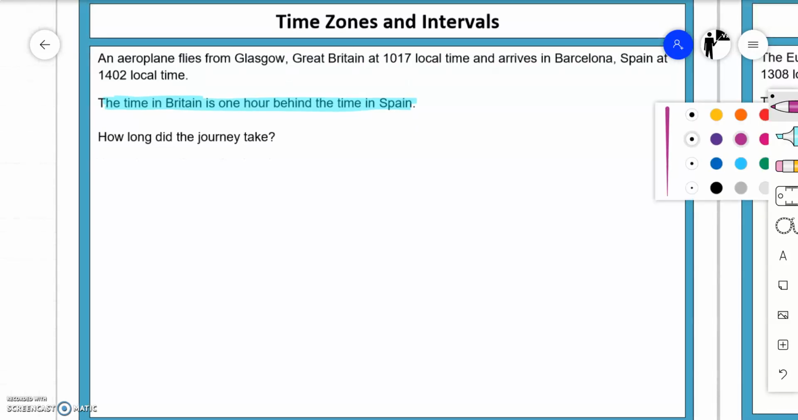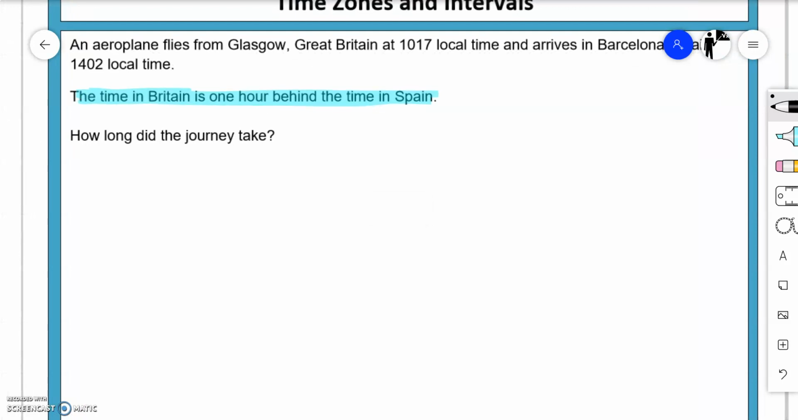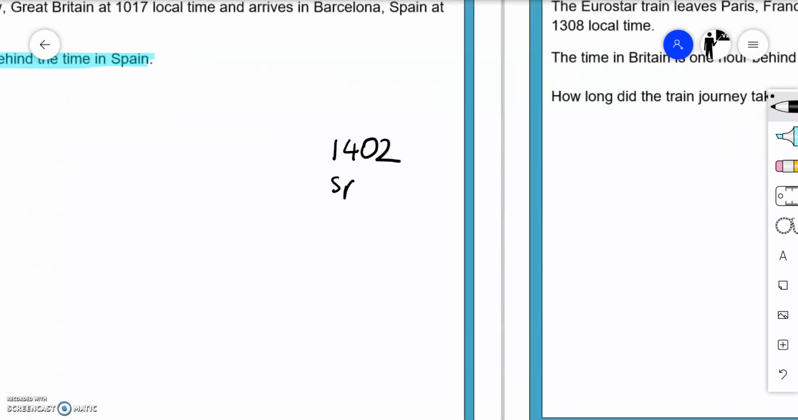Okay, so we've got a few different routes here. Let's just try and set this up initially, and then we'll go through the motions here. So we leave at 10:17 and we arrive at 2 minutes past 2. Let's just say this is British time. And this over here is Spanish time.